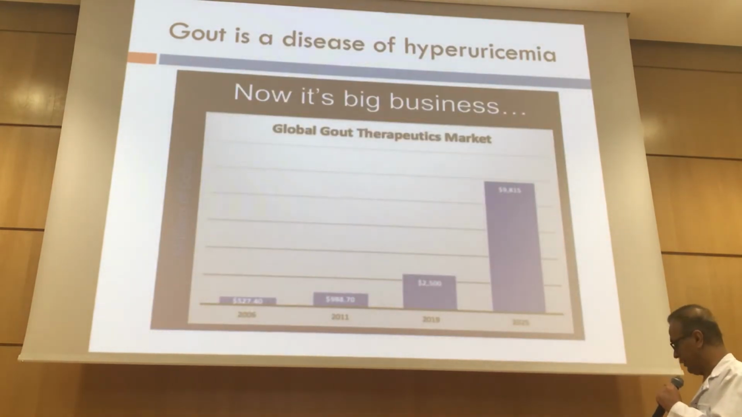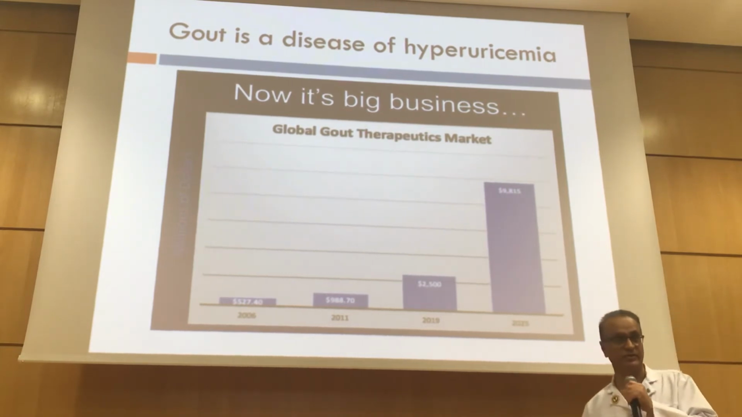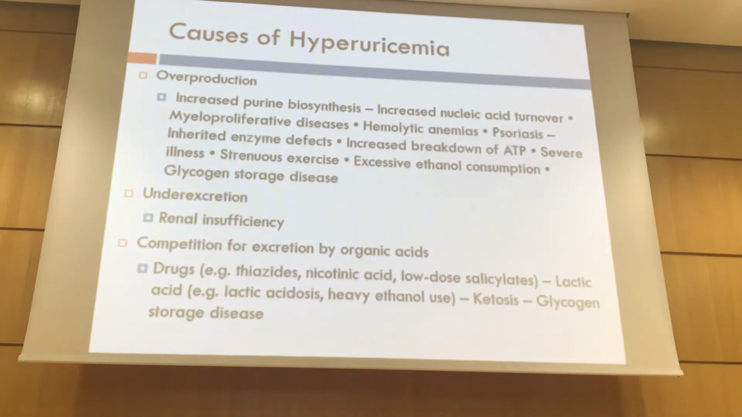Okay, you see that gout is increasing now. Why? McDonald's or what? Okay, see the shares now, the global gout burden is increasing. And actually everything is more expensive. It's overproduction, under-secretion, or competition for secretion by organic acids, like some drugs that will compete. Remember, one medication is thiazide. Thiazide actually causes hyperuricemia, you know that? Okay?